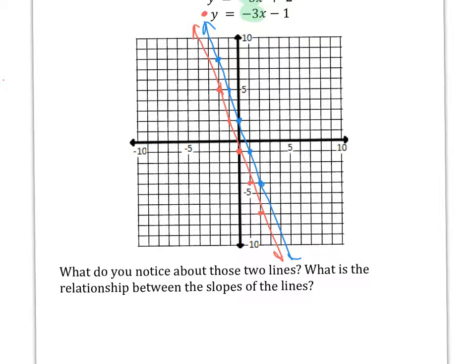So what is the relationship between the slopes of the lines? They have the same slope. So I'll write that down. And again, that is a big idea here for parallel lines, having the same slope. Again, that's m, or the number that's in front of the x variable.